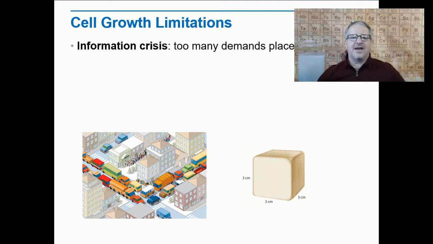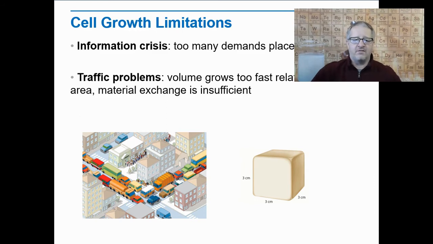So you could kind of call it an information crisis. There are too many demands placed on things like DNA. So if the cell grows too large, it's not going to have enough relative surface area to get sufficient amounts of oxygen and other nutrients into the cell and to get the waste products out. So then we have a kind of traffic problem when the volume grows too fast relative to the surface area. We just can't exchange enough material in the amount of time necessary.